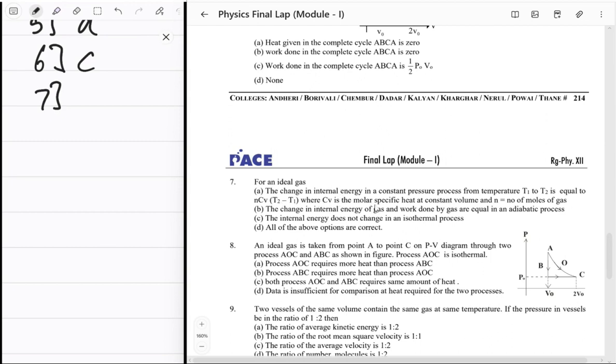Okay, and where C is the molar specific heat at constant volume and N is number of moles. So yeah, A is true. Okay, the change in internal energy of gas and work done by the gas are equal in an adiabatic process. What? Change in internal energy of the gas? Wait, sorry. Change in internal energy of the gas and work done by gas are equal in, of course, right? So wait, you mean by gas? No, no, no. That's not right. It's work done on gas. Those two are equal. Come on, magnitude wise it is equal, I get it, but it's not right.